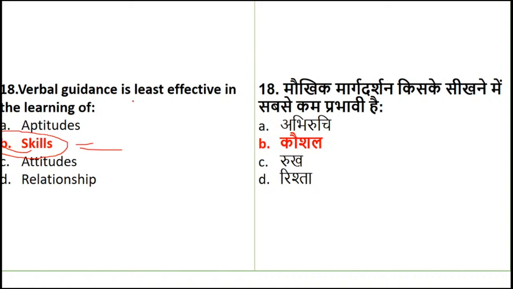Please read this question very carefully. It is skills, not aptitude, not attitude, not relationship. In fact, to strengthen a relationship, more verbal guidance is required. Attitude, more verbal guidance is required. Aptitude, more verbal guidance is required. When the aptitude result comes, in order to tell the person what exactly it is, we have to speak a lot. So it is only the skills where less verbal guidance is required. Those who have made silly mistakes, be careful.